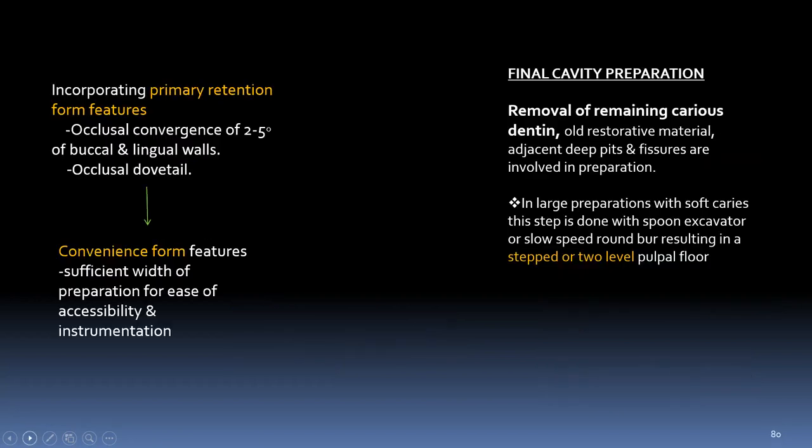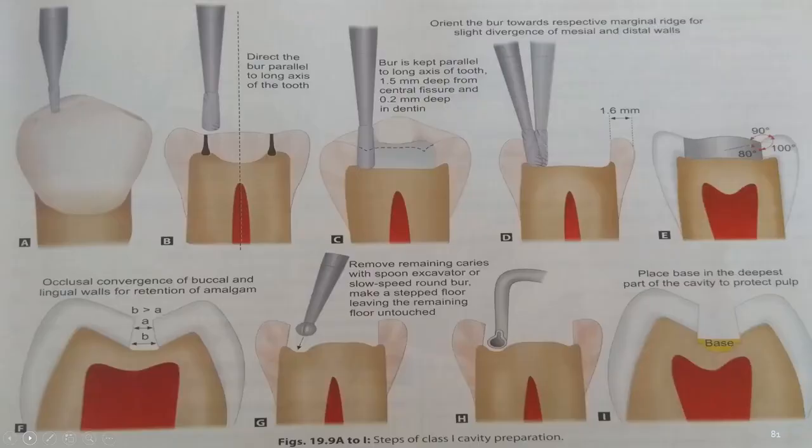Then primary retention form features include 2 to 5 degree occlusal convergence and occlusal dovetail. Convenient form features sufficient width of the preparation for ease and accessibility of the instrumentation. Then the final cavity preparation includes the removal of all the remaining caries, dentin, old restorative material, and adjacent deep pits and fissures which are involved in the preparation, and larger preparations with stop caries. This step can be done either with a spoon excavator or a slow speed round bur, resulting in a stepped or a 2-level pulpal floor as necessary. So this is the diagrammatic presentation of a class 1 cavity preparation.